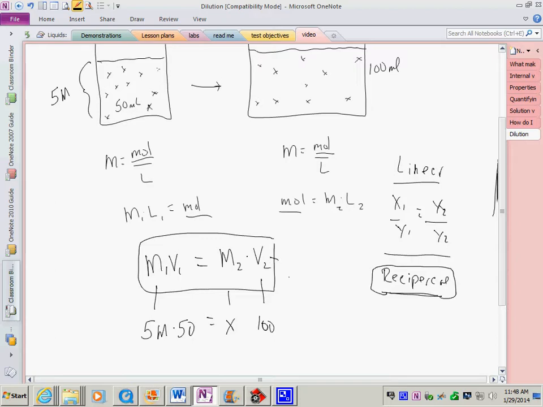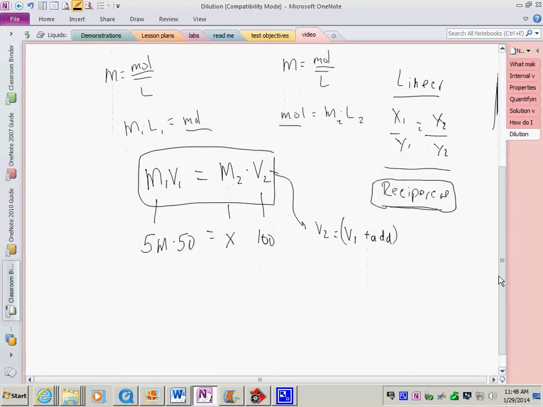Keep in mind that V2 equals V1 plus what you add to it. So 50 plus what I added. In this case, I have to double it. 5 times 50 is 250, so this is 250 equals x times 100. Divide by 100, and the answer is x equals 2.5 molarity.